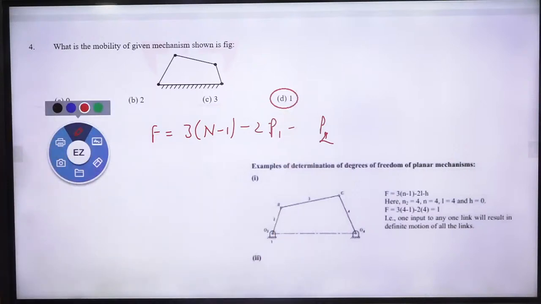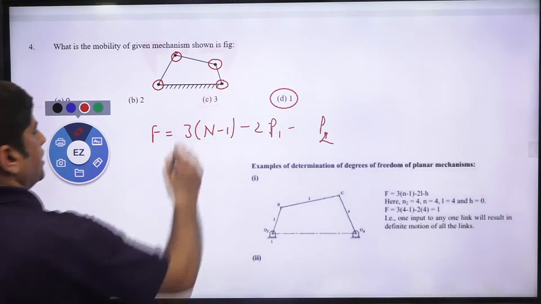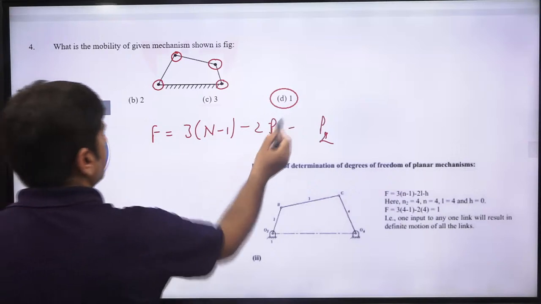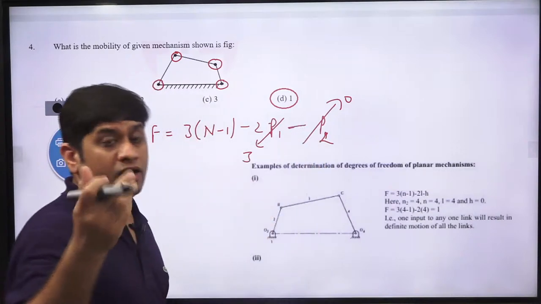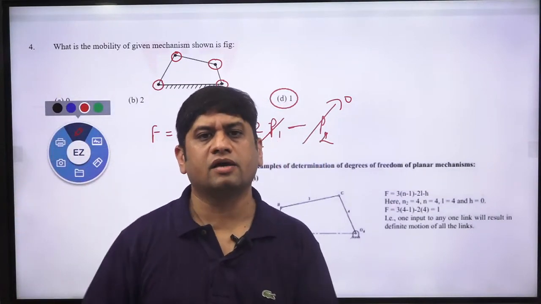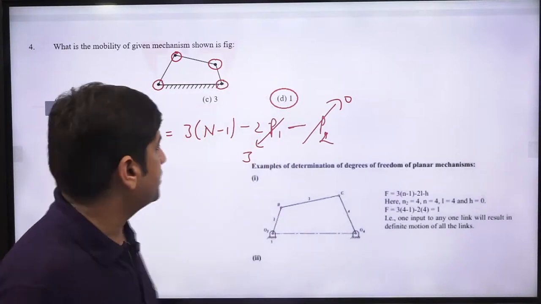Now in this mechanism all pairs are turning pairs. Turning pairs are lower order pairs. What is a lower order pair? I will discuss that with you. So all these pairs are turning pairs, right? So these are all lower order pairs. How many pairs are there? P is 3. Higher order pair is not there. What is a higher order pair? A higher order pair is a point contact, ball bearing, spherical pair, or in that case cam and follower. So a higher order pair is also not there.